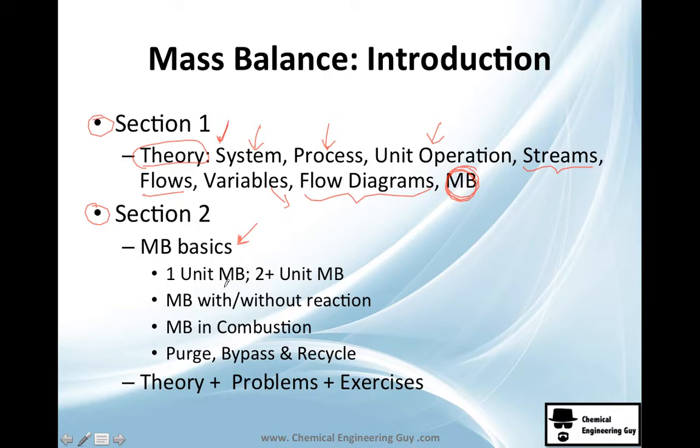And let's see, we will have mass balance with one unit. There's one inlet, the stream goes inside and goes outside. Then we have mass balances with two or more units, so this gets a little bit complicated because you can see how the streams actually start multiplying and the complexity increases.